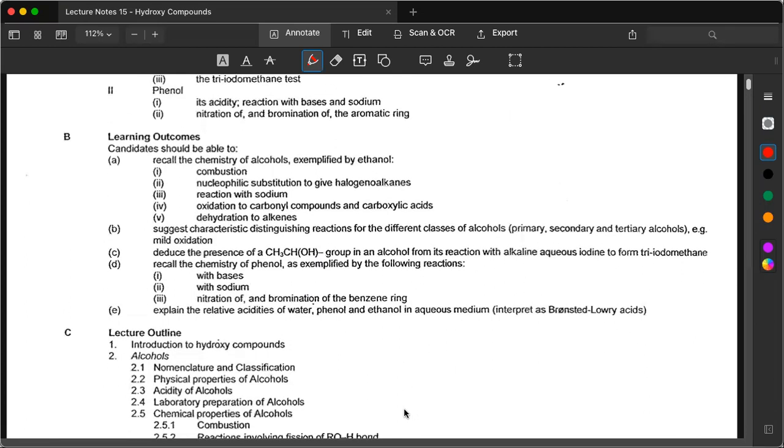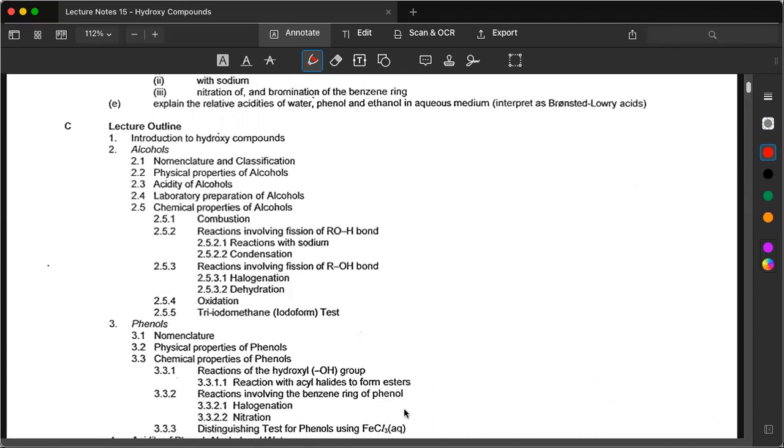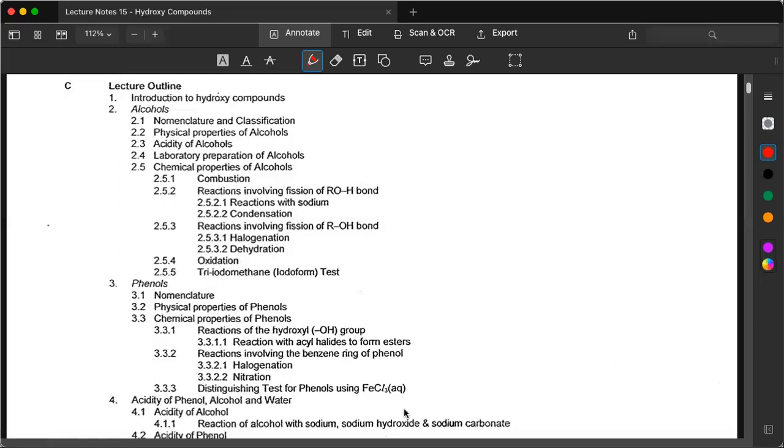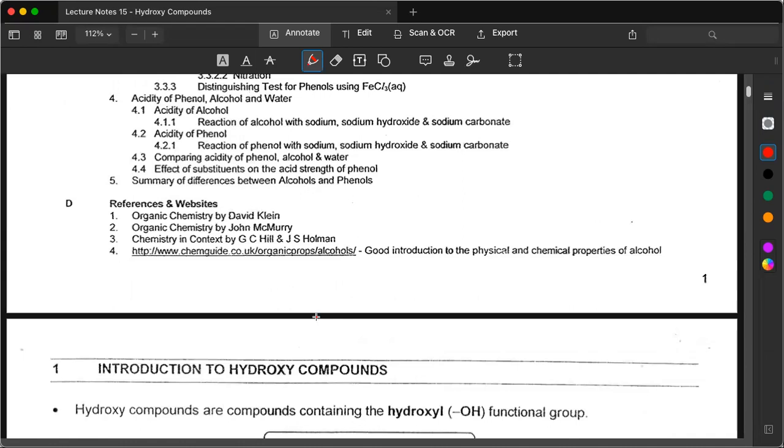So these are the learning outcomes in the A Level syllabus. All right, I will go through every single objective in my lesson. We will also talk about this in general, the nomenclature, the properties of alcohols as well as phenols. We will discuss the acidity of phenol, alcohol, and water, the preparation of alcohol, as well as the reactions involving both alcohols and phenols. And here are the references and the websites.